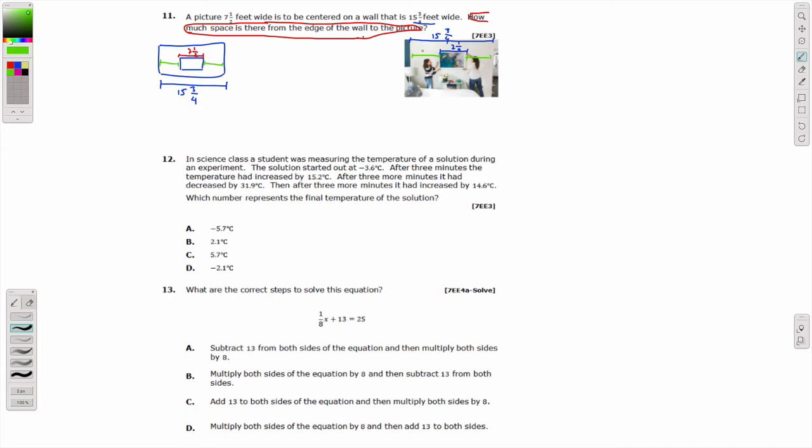Now, since I don't know the distance, I will give it a variable. I'll call it x. And that's also x. On my sketch, I call this x, and I call this x. So now I can make an equation. I know that the total equals 15 3/4. And I know that there are 3 parts to this equation. Something plus something plus something. I can see that there are 3 sections here.